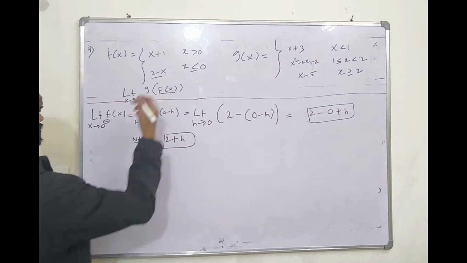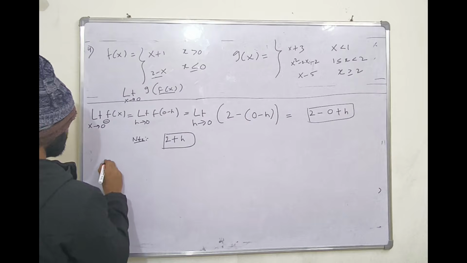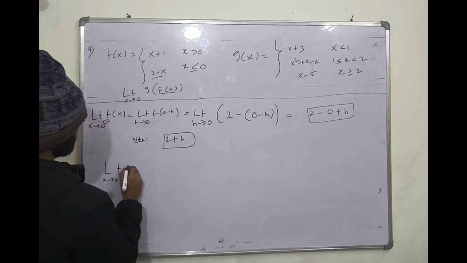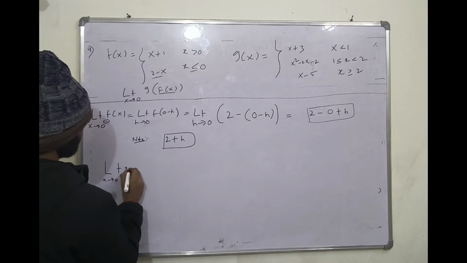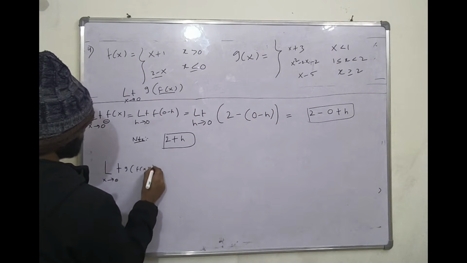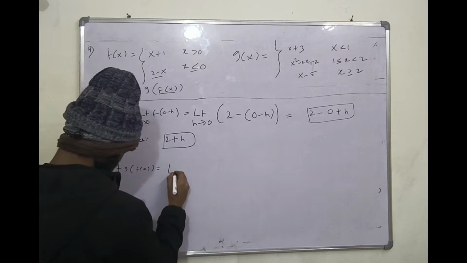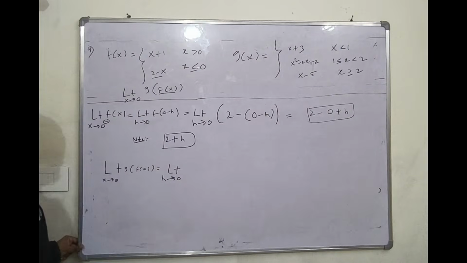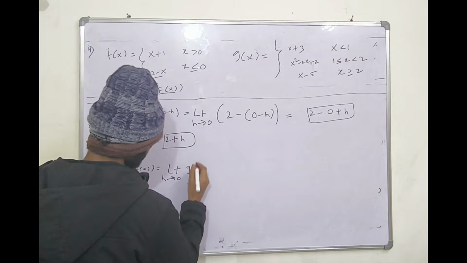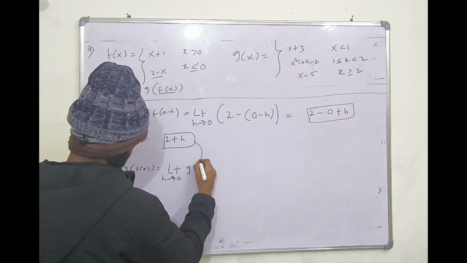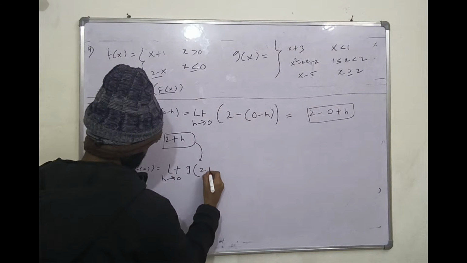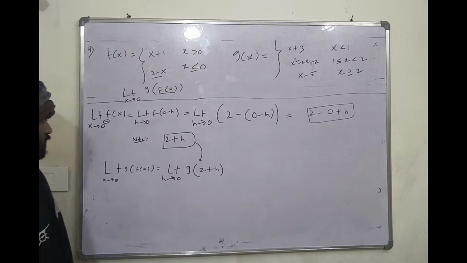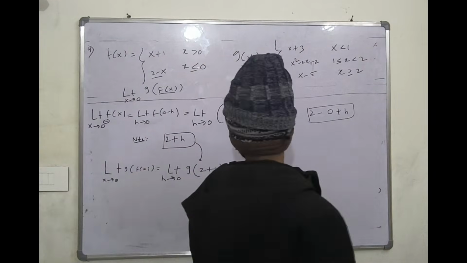So now carry to the original function, limit x tends to 0 g of f of x, we can say equals limit h tends to 0 g of f of x, which is g of, substitute this 2 plus h directly here, g of 2 plus h.